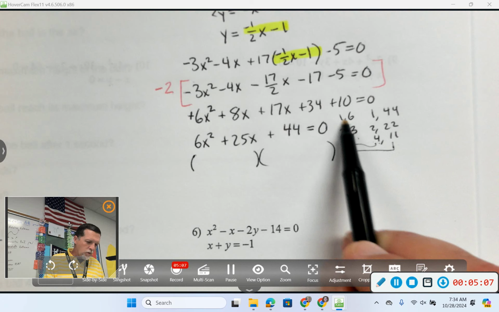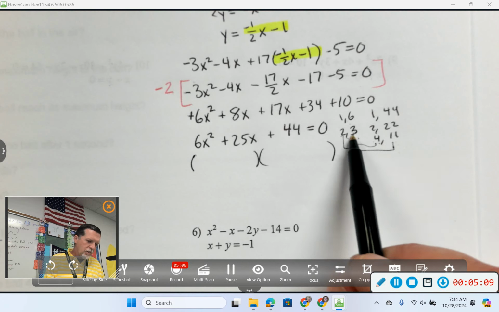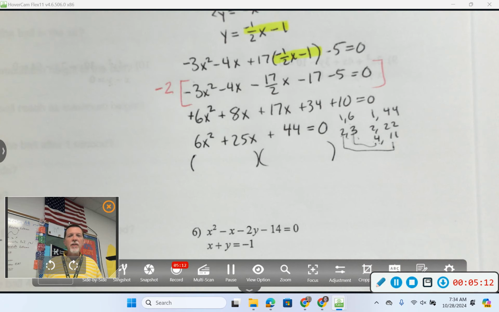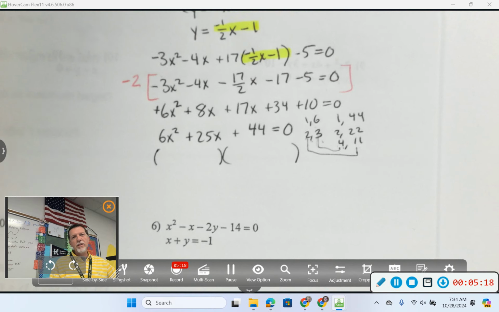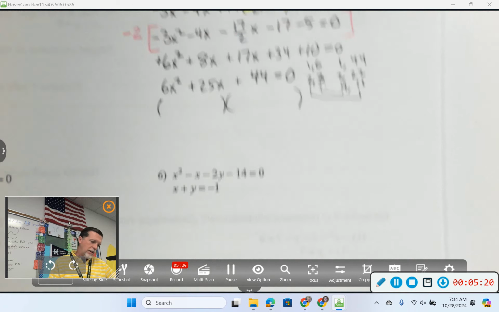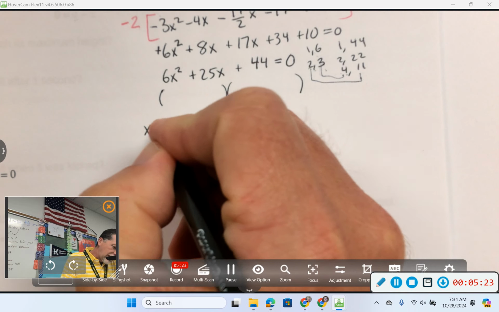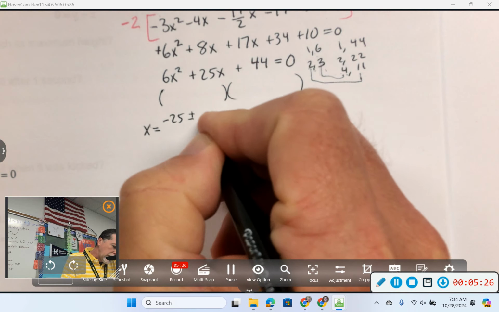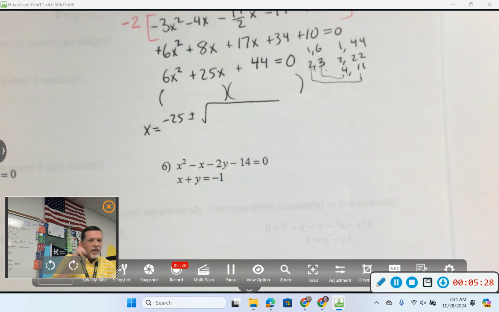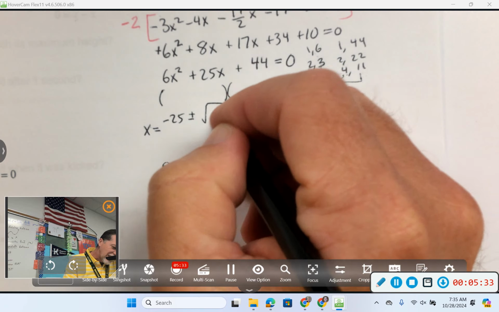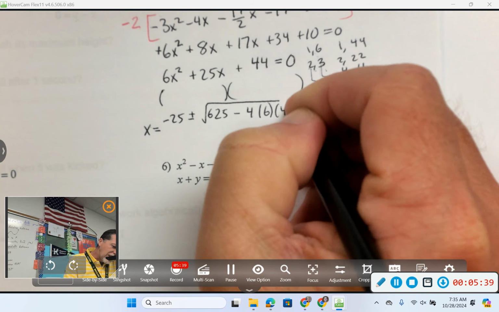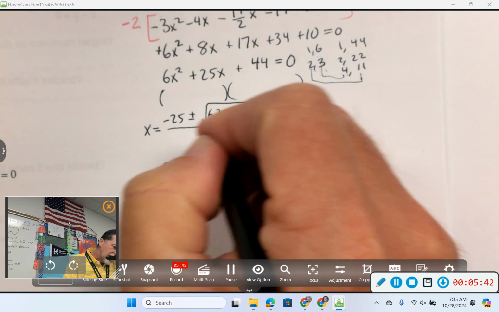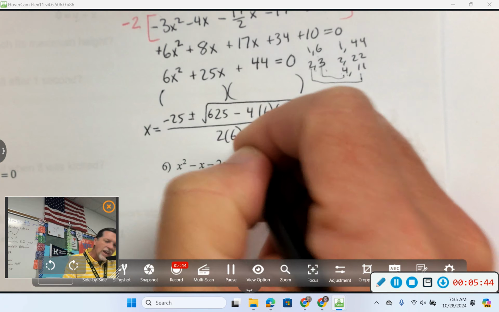6 times 4, 6 times 11, no. 3 times 2, I don't think I'm going to get there. I don't think there's a combination that works. So, I mean, I can play with it a little longer, but at some point it's just like, you know what, it's not worth it. Let's just x equals negative b plus or minus the square root. Ugh. B squared minus 4ac all over 2a.